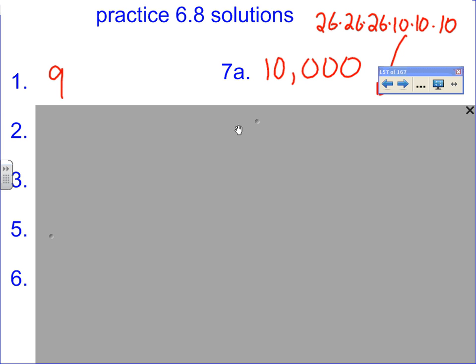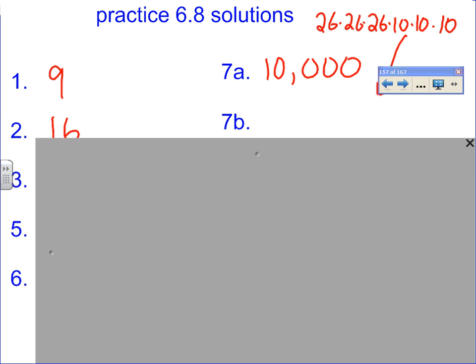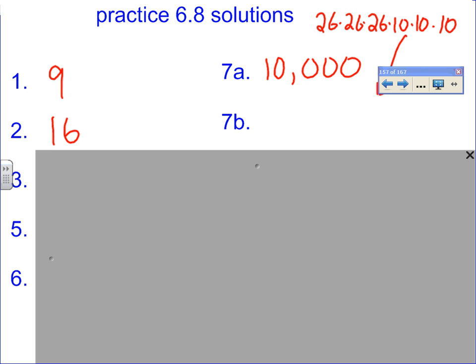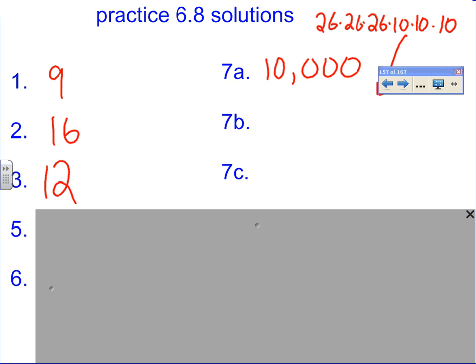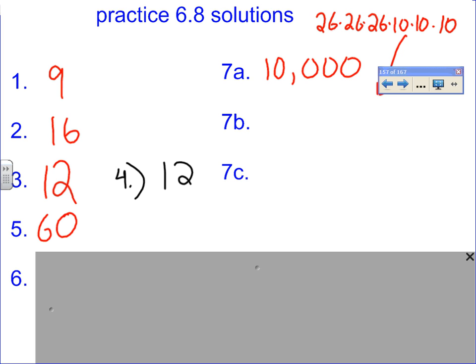Alexis, number 2. Good job. Jackie, number 3. Close. A little more, though. Camille? 12. Grace, number 4. Why did I skip 4? Number 4. Good. 12. Number 5. Peyton? Good job. Number 6, Nathan S.